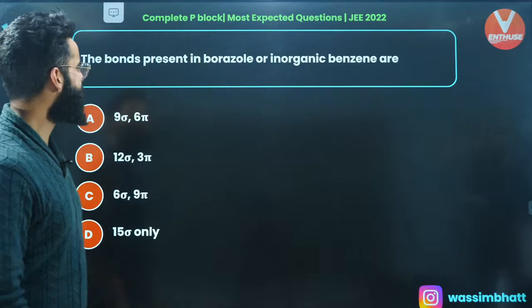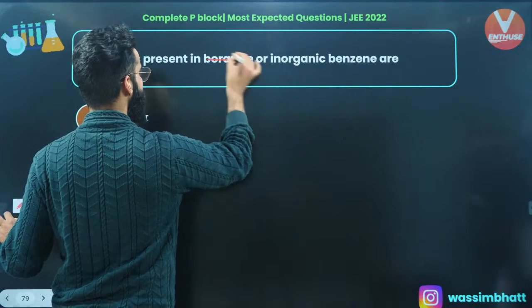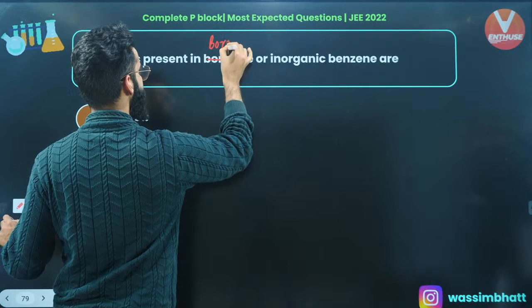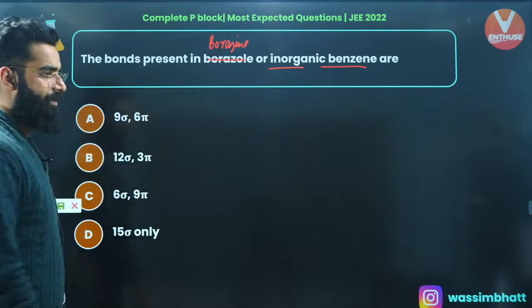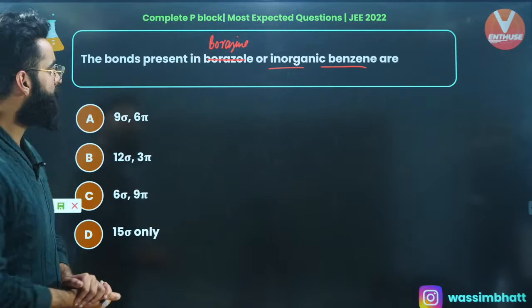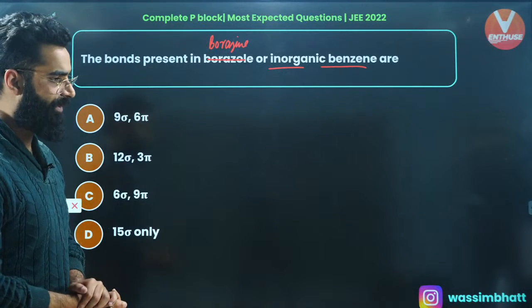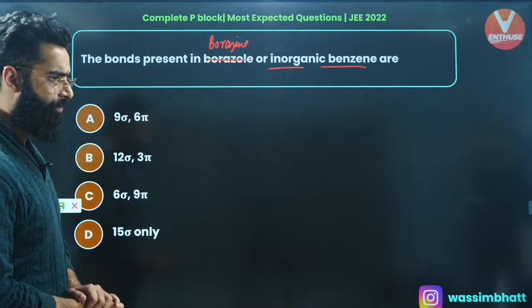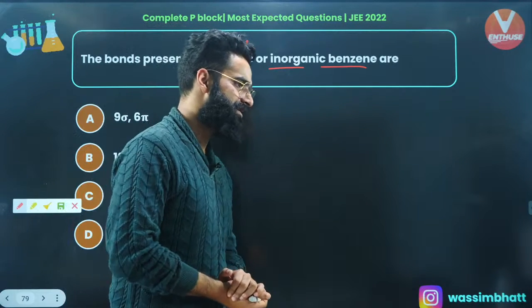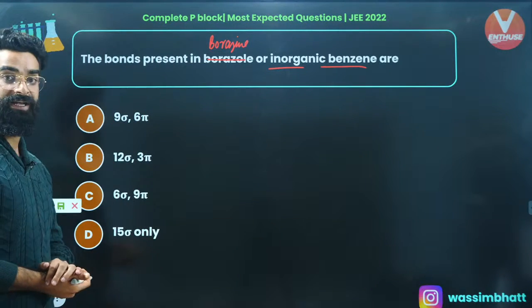The bonds present in this is borazine, which is what you call inorganic benzene. How many sigma and how many pi bonds will be there in borazine, which you call inorganic benzene? First of all, this is something which you should know. Why not d2sp3? Because it was a weak field ligand attached, and that too, it was Al3+.